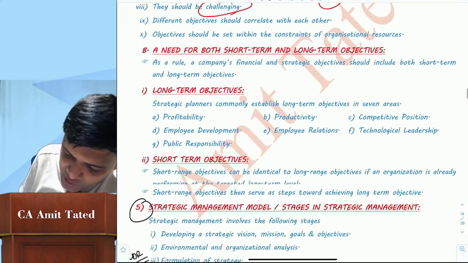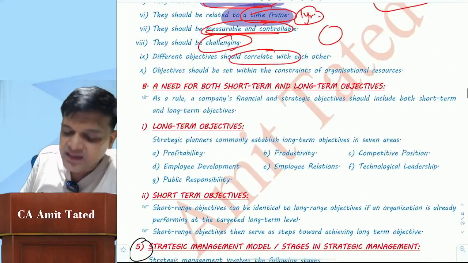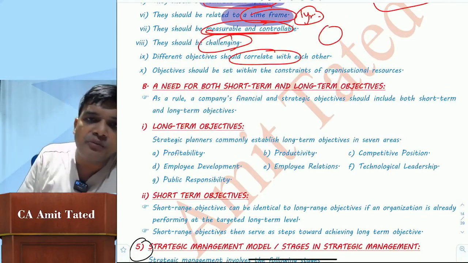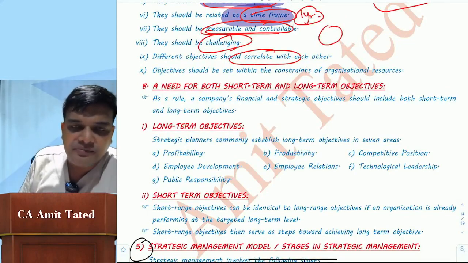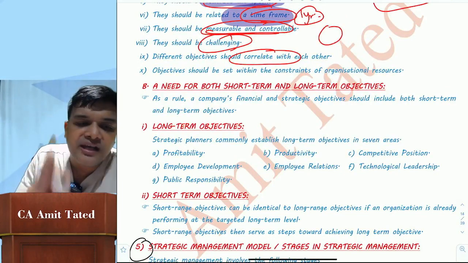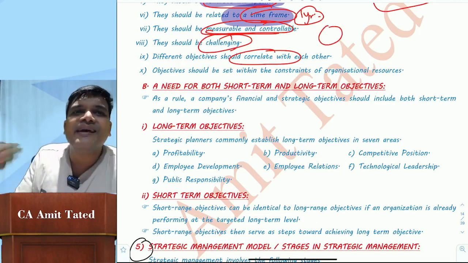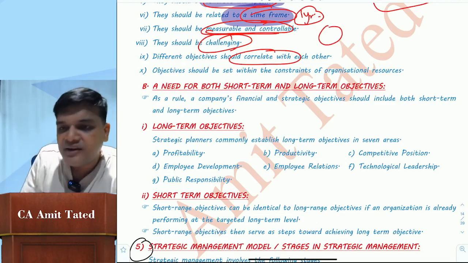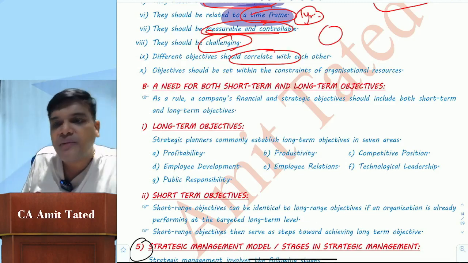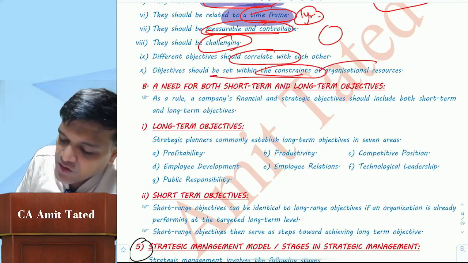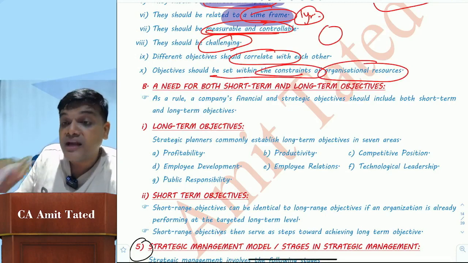Next point, different objectives should correlate with each other, and that is very clear. If I set one objective for EIS, one for SM, one for audit, one for other subjects, they should correlate with each other. To clear the CA examination, all objectives should be cleared. For example, you clear EISSM, but you didn't clear audit. That's it, gone. They should correlate with each other. Clear? And the last concept: objectives should be set within the constraint of organizational resources. How much resources are there? Based on that, the objective should be set.